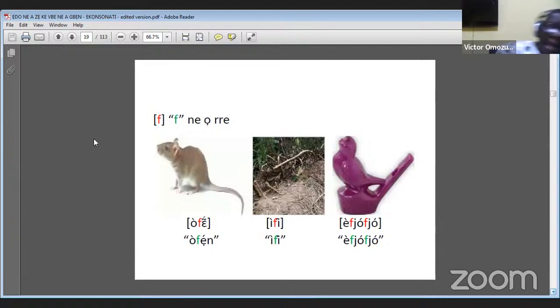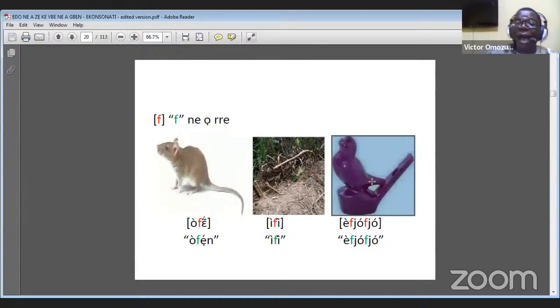Then Fi, nore, ofe, ifi, efiofio. You see the pictures there. Efiofio, in those days, it's in rubber, it's made of plastic or something like that. So it's the whistle. It's whistle.